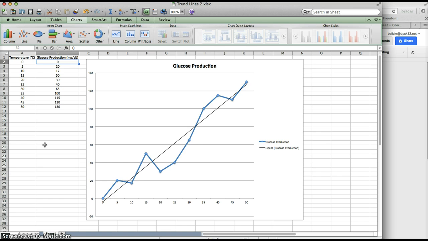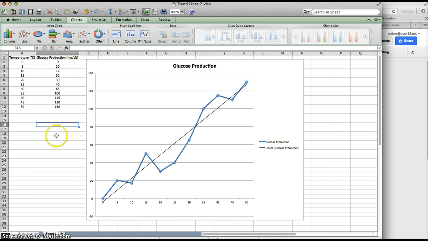Let me show you an example of this with lab data you might collect in this class. Here we're looking at data collected from an experiment where the experimenter changed the temperature. They increased the temperature, and they wanted to see what that would do to the production of glucose that's made by an enzyme called lactase.